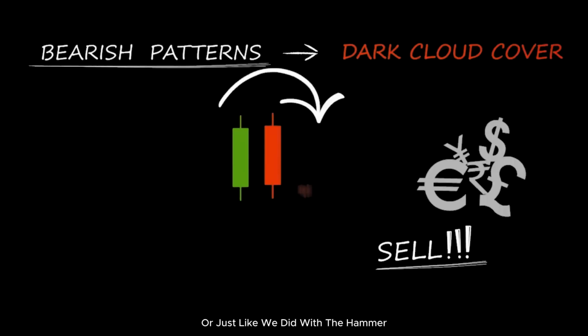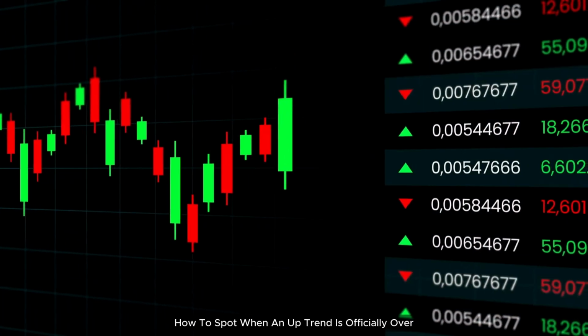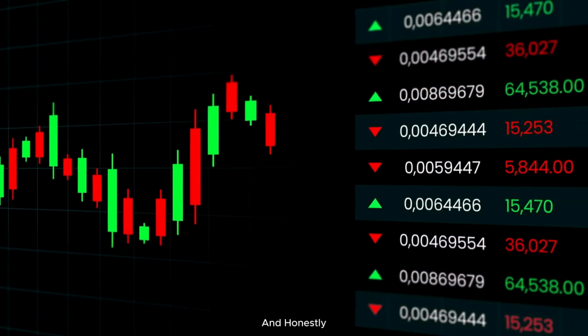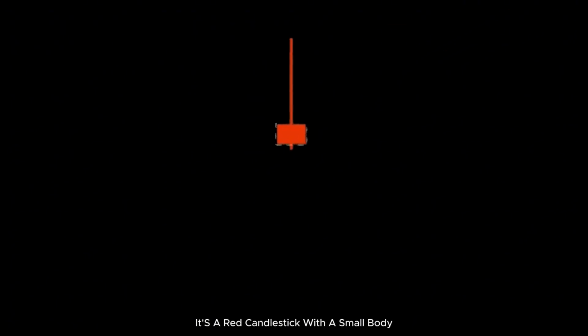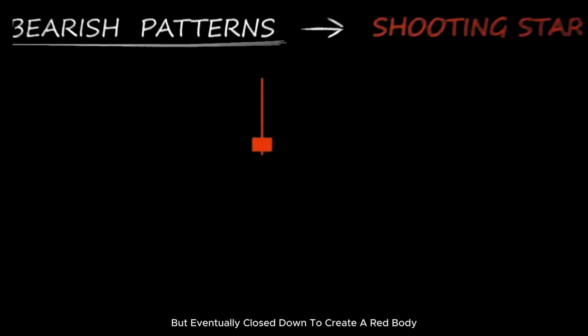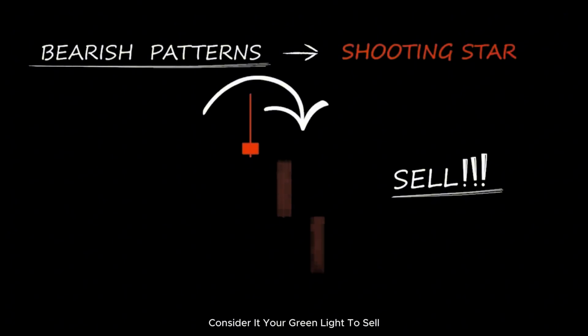Or, just like we did with the hammer, you can wait for another smaller red candle to form just to confirm that downward trend. So the crucial point here is knowing exactly how to spot when an uptrend is officially over. And honestly, nothing shows that better than the shooting star pattern. You are going to see this at the very end of a rising market. It's a red candlestick with a small body, a long shadow pointing upwards, and a short lower shadow. The fact that the price tried to rise, which is what creates that long upper shadow, but eventually closed down to create a red body, tells you that the price, which had been rising up to that point, might now start falling instead. Consider it your green light to sell.